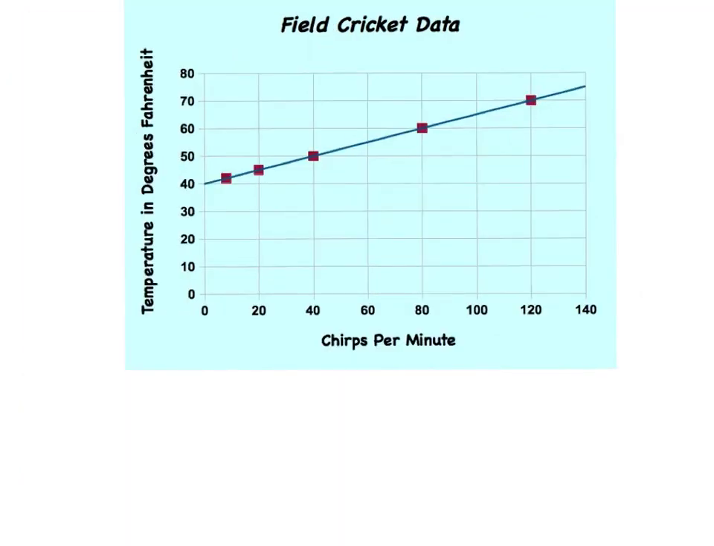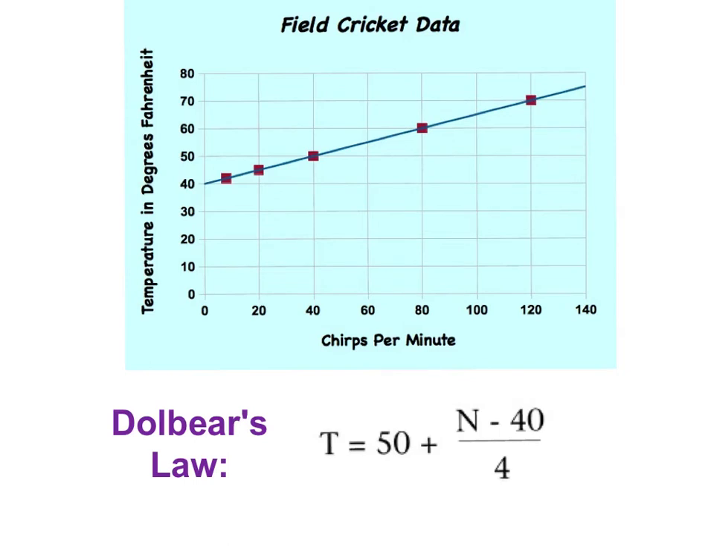One of the important math skills that Dolbear had to have to make something out of this data is he had to be able to find an equation that represents this relationship that he found. The graph does help us. We could use this graph for some estimation. If we counted that there were maybe 60 chirps per minute, we could look at the graph and say, okay, it's probably 55 degrees outside when those crickets are chirping 60 times per minute. But if we find an equation, that gives us a way of determining a specific number, not just estimating using a graph.